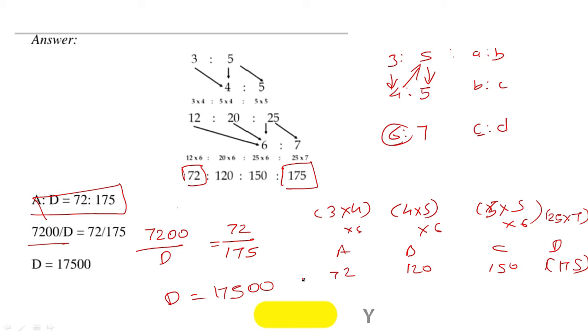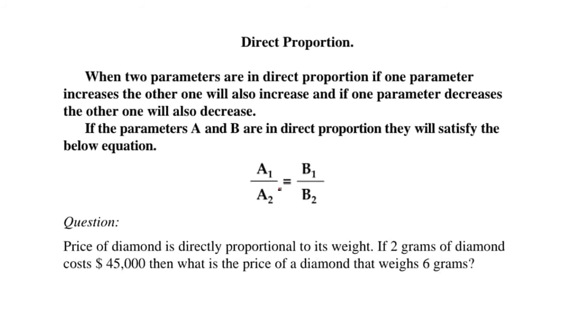This is a little bit difficult when you see it the first time, but if you practice 2 to 3 questions, it will be very easy. Now the next topic is proportion. Basically it's a very simple topic. Here there are two topics: directly proportional and inversely proportional. So the concept is the same. Whenever we have a question of proportion, just check whether it is directly proportional or inversely proportional.